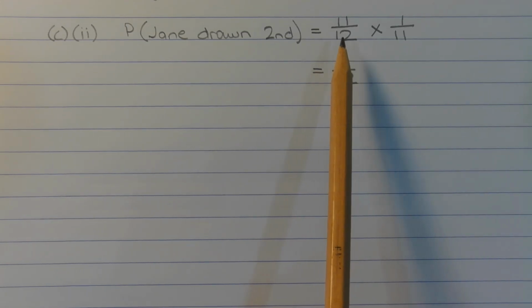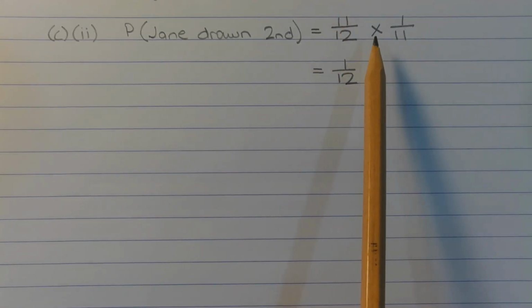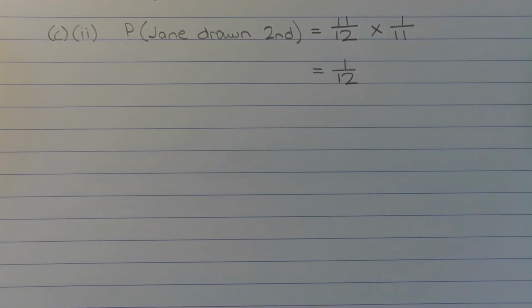So the probability that Jane is drawn on the second round is equal to the probability that Jane is not drawn on the first round, which is 11 out of 12, times the probability that Jane is drawn on the second round, which is 1 over 11. And that equals 1 over 12.